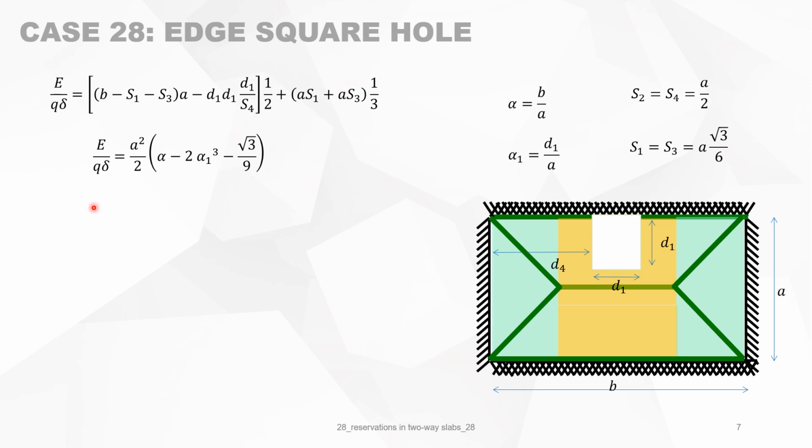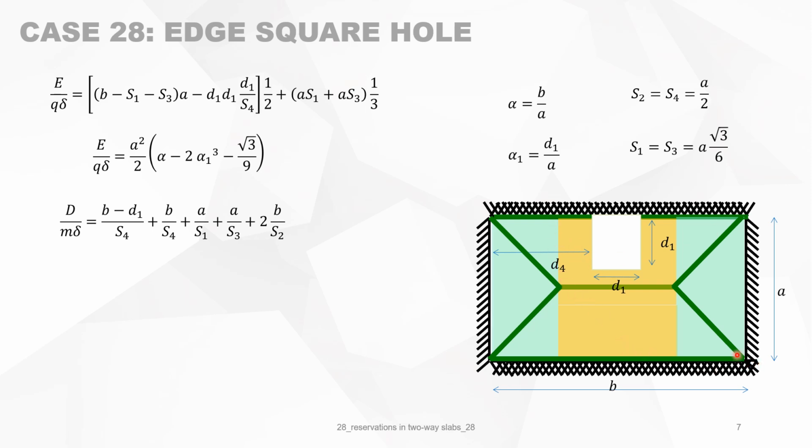We substitute different parameters, and we got this equation. The work done by the internal forces. First, we take the negative yield line, which is B minus, of course, where the reservation is, minus D1, and the angle of rotation is delta divided by 4. So we got B minus D1 divided by S4. This yield line projected on this axis of rotation is B divided by S4.